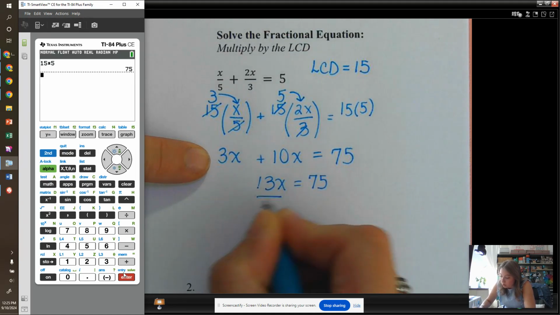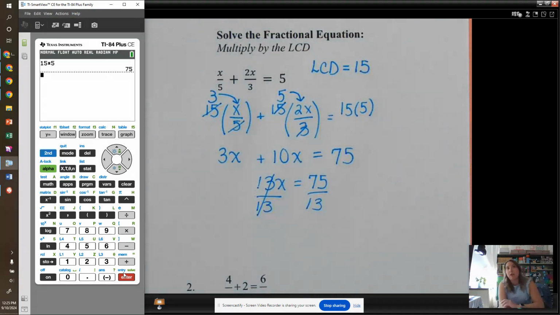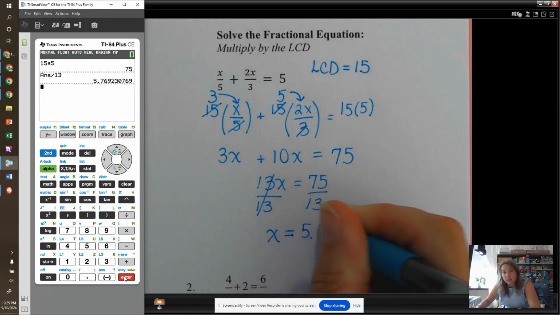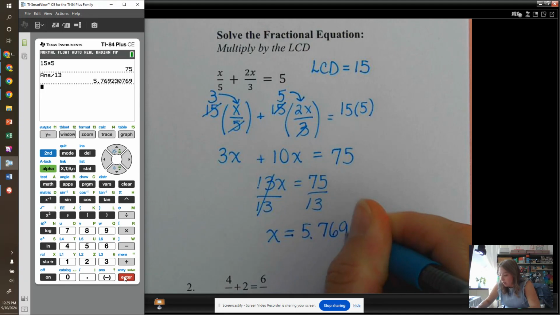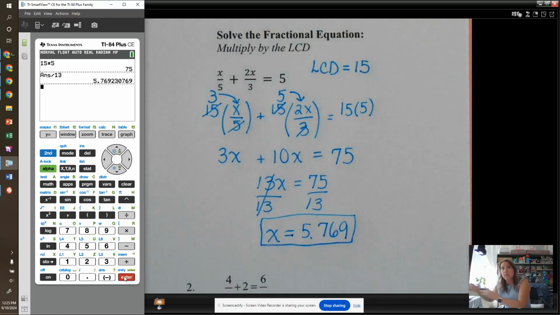Ooh, doesn't look like this one is going to give us an integer answer because when we go and divide both sides by that 13, remember I taught you just the division sign and then you can divide by 13. Oh, we get a non-repeating, non-terminating decimal. Let's just round to the nearest thousandth. So we get that x equals 5.769. We know that there are more values behind that 9 in this non-repeating, non-terminating decimal. However, I think that's enough to get the point across as to what value x can be represented by.